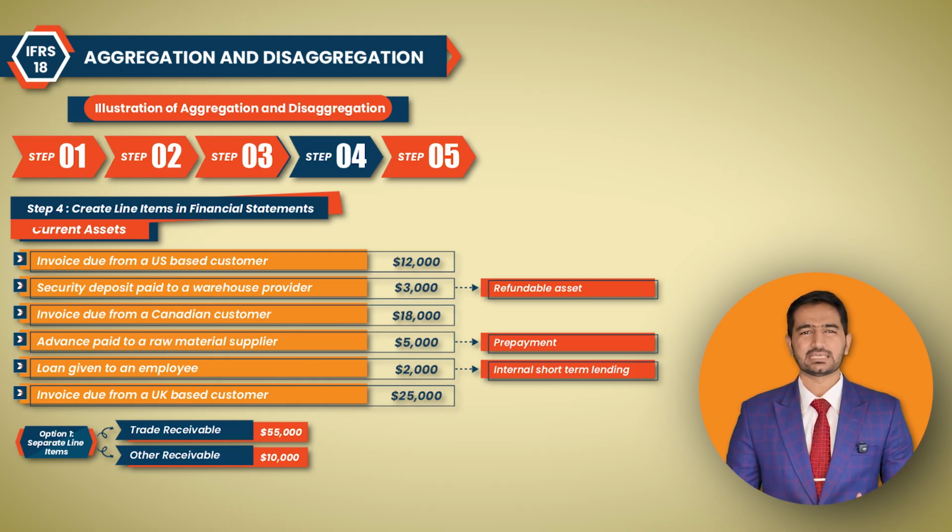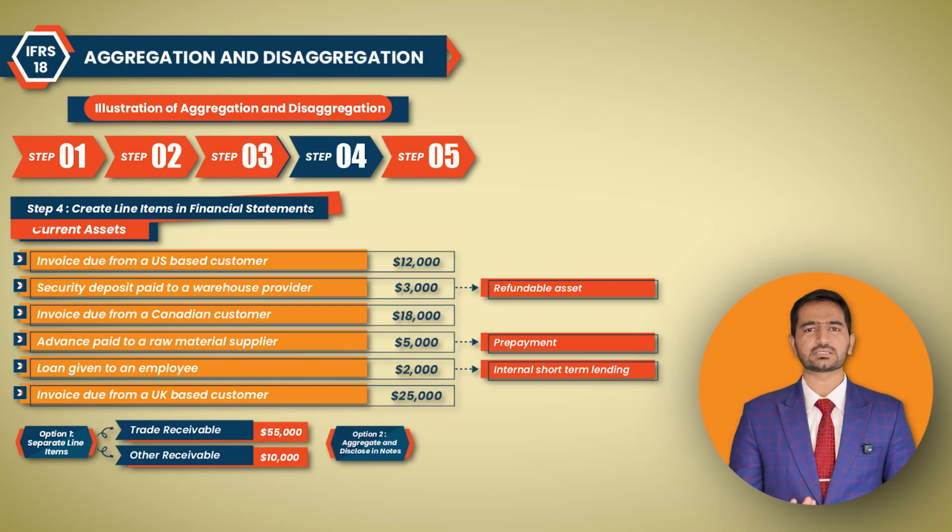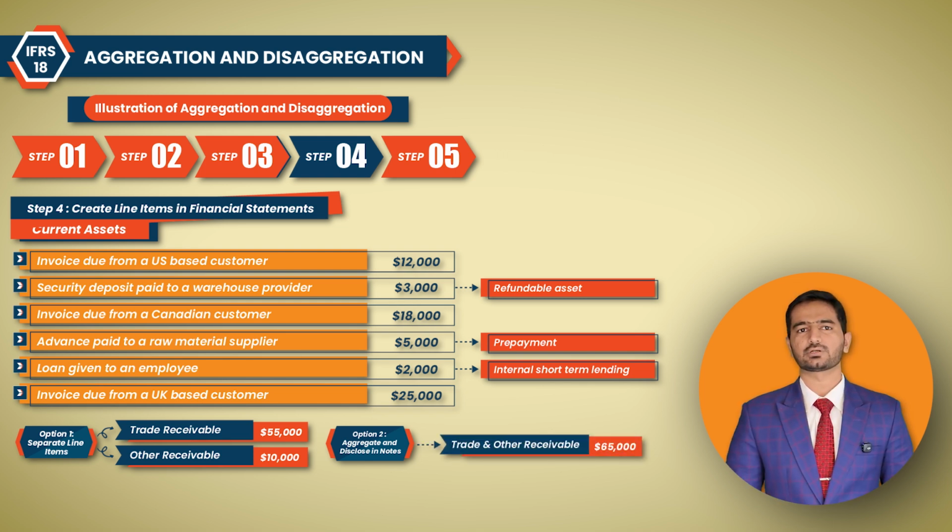But the question is, is this presentation in the statement of financial position useful? It might be possible that the individual amounts of prepayment, security deposit and employee loan may not be significant enough to mention as separate line items. So maybe the more appropriate way would be to aggregate them with trade receivables into the line item trade and other receivables of $65,000. This is more compact and you then provide the breakdown in the notes. But of course, that depends on the entity itself and its materiality level. There is no universal rule.